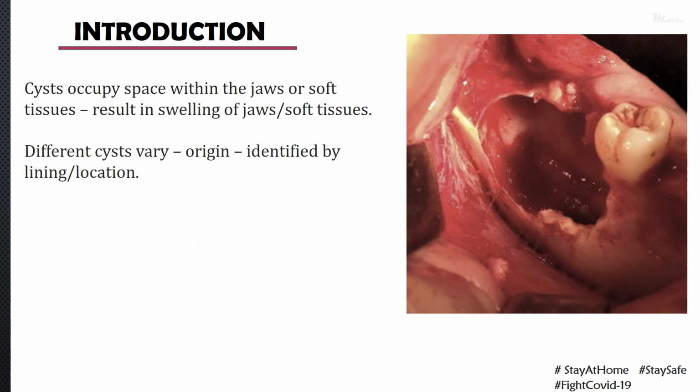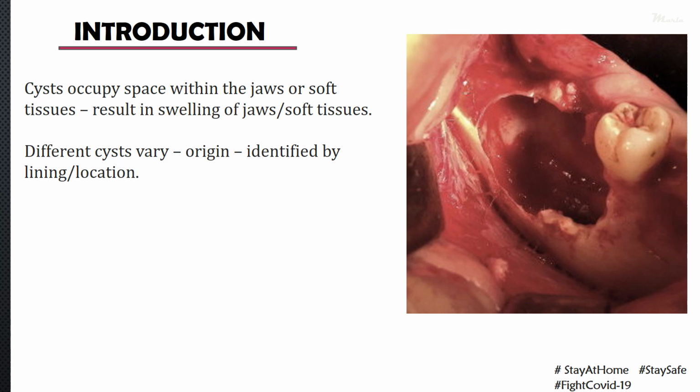Cysts basically occupy a space within the jaw or soft tissues, resulting in swelling of the jaw and or the soft tissue. Generally, when a cyst occupies a soft tissue, it results in a swelling which would further result in asymmetry. Cysts occurring within the jaws may not give rise to an apparent swelling. However, it does cause some lytic defects within the bone, which on future expansion may cause swelling or pathological fracture.